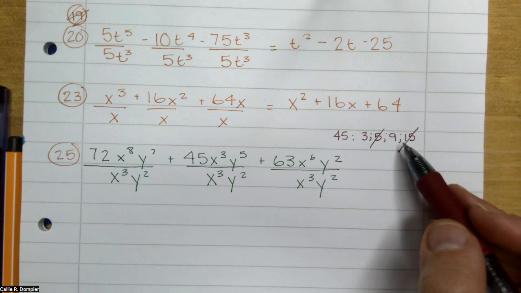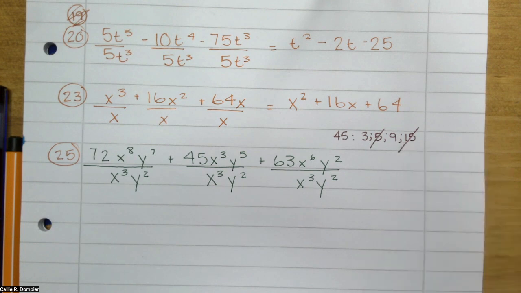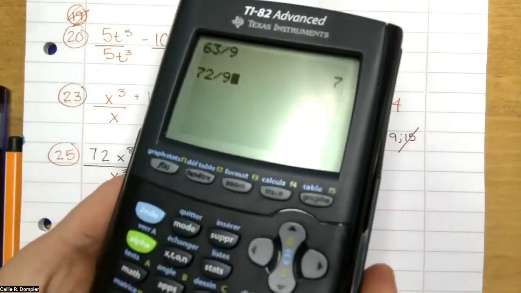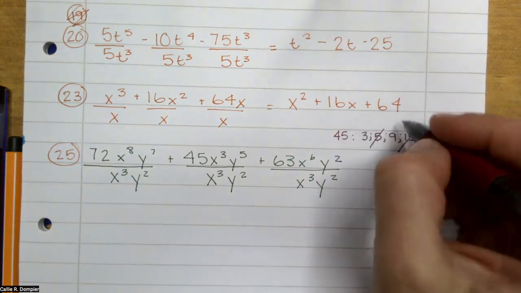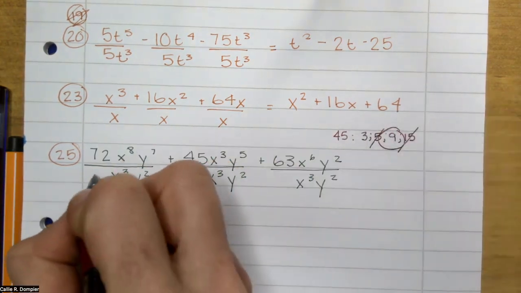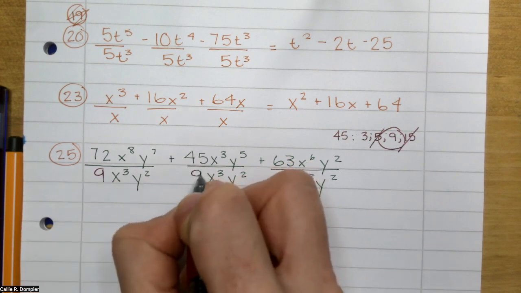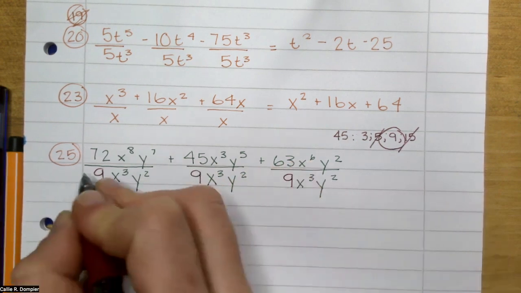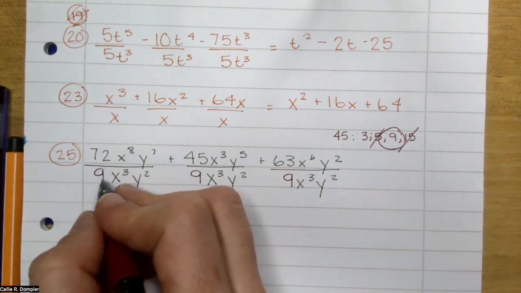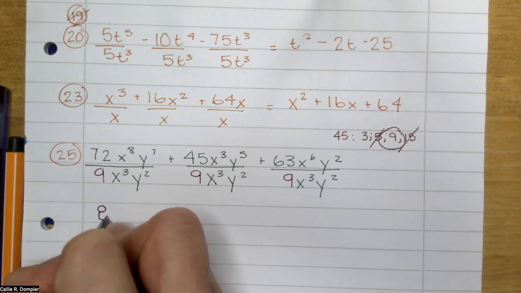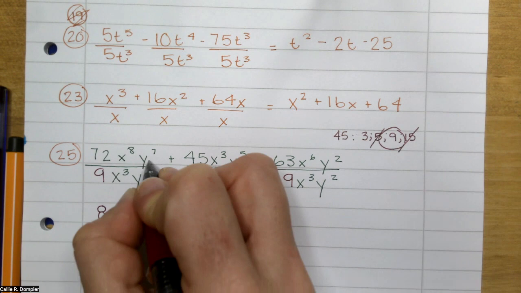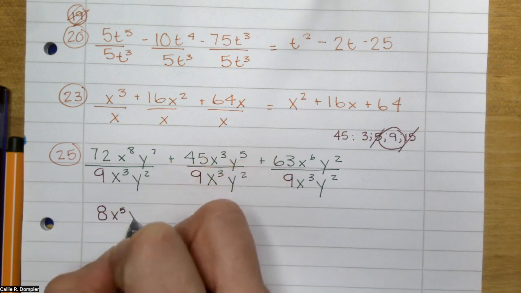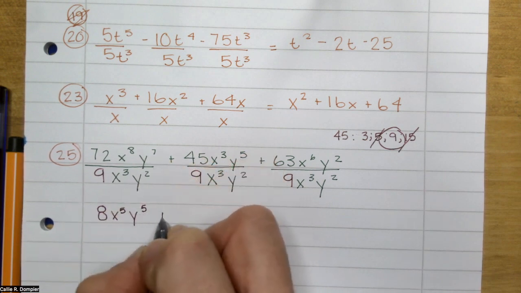Can I take 72 and divide it by 9? I can. Good. And 9 is bigger than 3, so 9 is going to be the number that we're factoring out. 72 divided by 9 is 8. x to the 8th divided by x to the 3rd is x to the 5th. y to the 7th divided by y squared is y to the 5th.